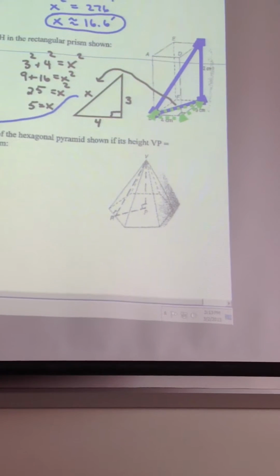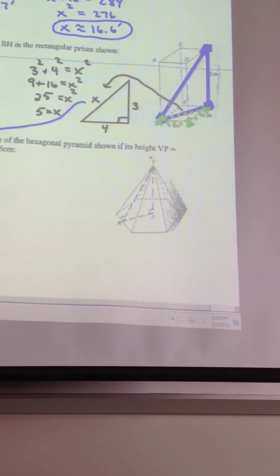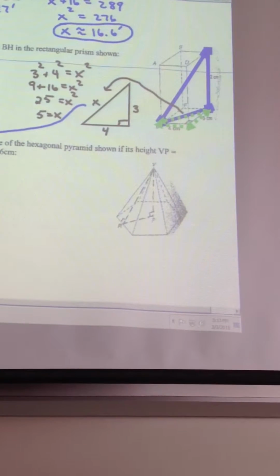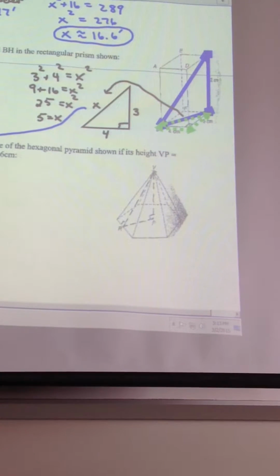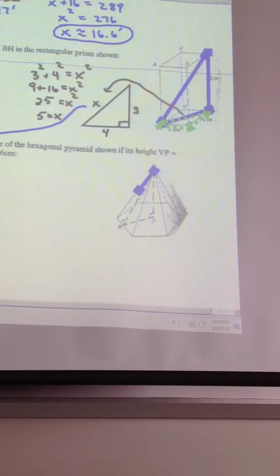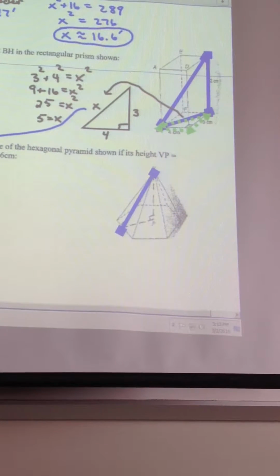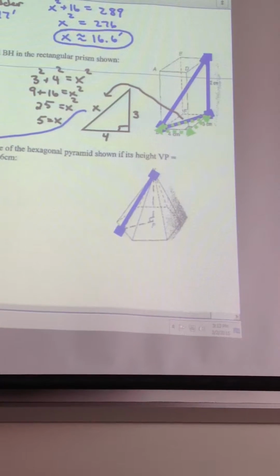Here's another example of a 3D. This would be a hexagonal pyramid, and we are going to find the slant height, which just means this part that is leaning from the tip down the side. We're going to find that length right there. It's called the slant height.